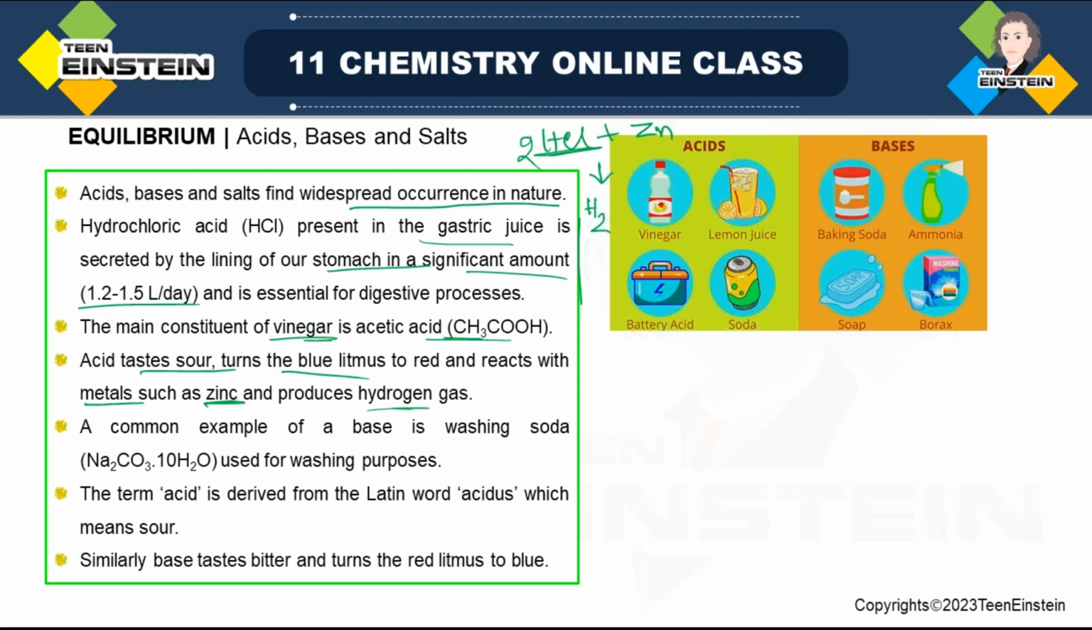And a base, very common example, washing soda, a detergent. It is used for washing purposes. It is basically sodium carbonate with 10 molecules of water attached to it. When you say washing soda, the formula is like this. But if you simply say sodium carbonate, then the formula is Na2CO3. But for washing soda, it is always with 10 molecules of water. The term acid is derived from the Latin word acidus, which basically means sour. And as we know, it tastes sour, so that is why the name is like this. Similarly, a base tastes bitter and turns red litmus paper blue.